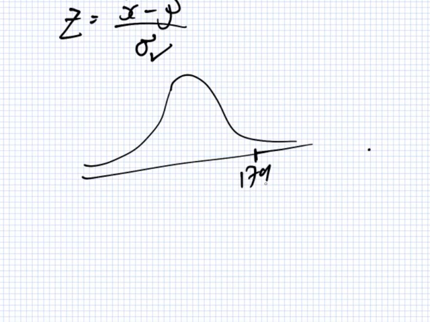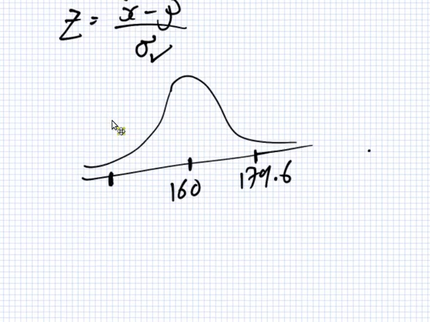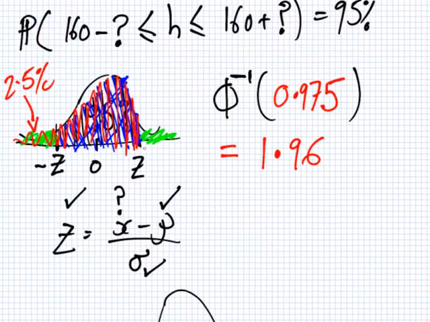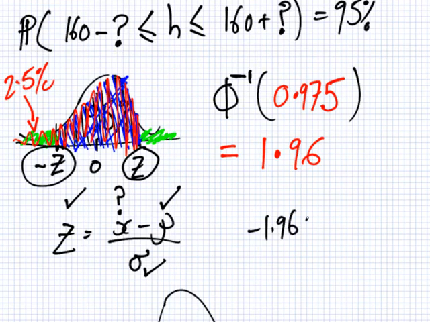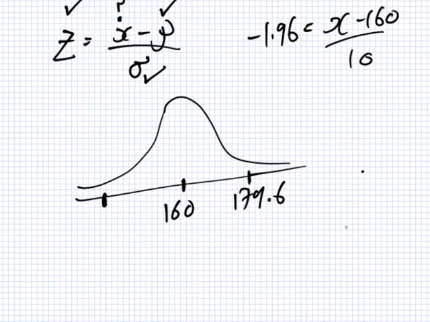Okay. So you got 179.6. And here the mean average is 160. Okay, what's this number here? If we go back to the Z graph, this is 1.96. So what's this here? Minus 1.96. So now we have minus 1.96 equals x minus 160 over 10. So give me the x for the left. 140.4. Yep.